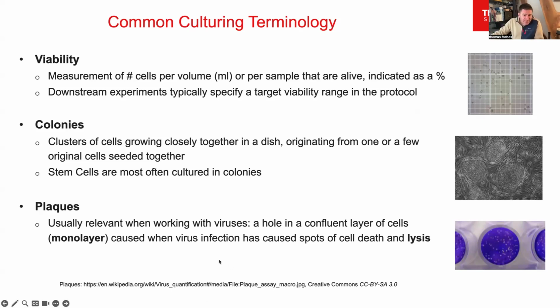And then lastly, down here at the bottom, we also talk about plaques sometimes. These are essentially holes in a layer of cells. They can often be caused by things like a virus, and they often signify things like cell death, lysis, or apoptotic areas within the colony. What can happen in some cases is that the virus replicates and spreads, and then it generates a region of cell destruction or lysis that is visible to the naked eye.